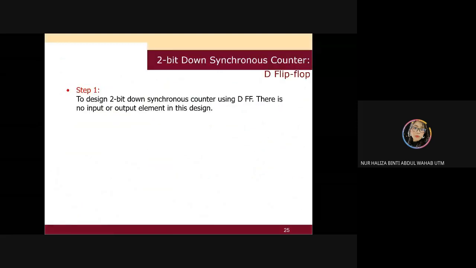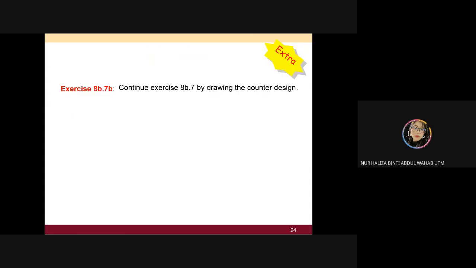Okay, 2-bit down. 2-bit down means it's going to be counting down. Why do you have this? Because when you want someone to count reversely or down, you will mention it. But when you ask them, okay, can you count? It means that it's going to be counting up. Okay, so that is the thing.